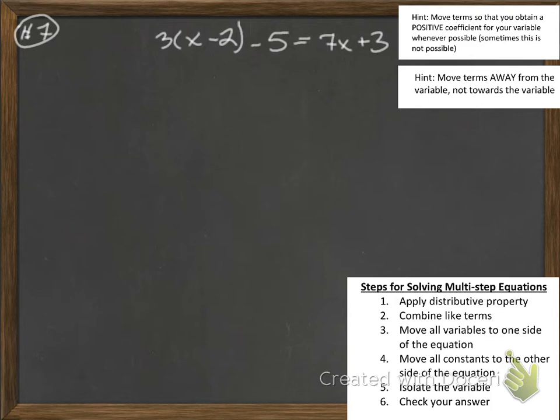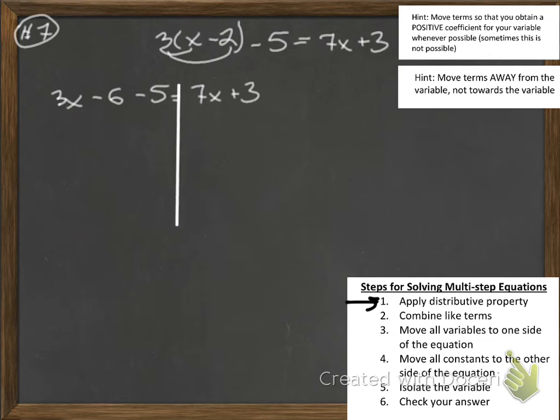Alright, here's another example. We have 3 times the quantity x minus 2, minus 5, equals 7x plus 3. Again, we're going to start by applying the distributive property. 3 times x is 3x. 3 times negative 2 is negative 6. Bring everything else down. I moved this over just so I would have more room, so I'll start drawing my vertical line from here.